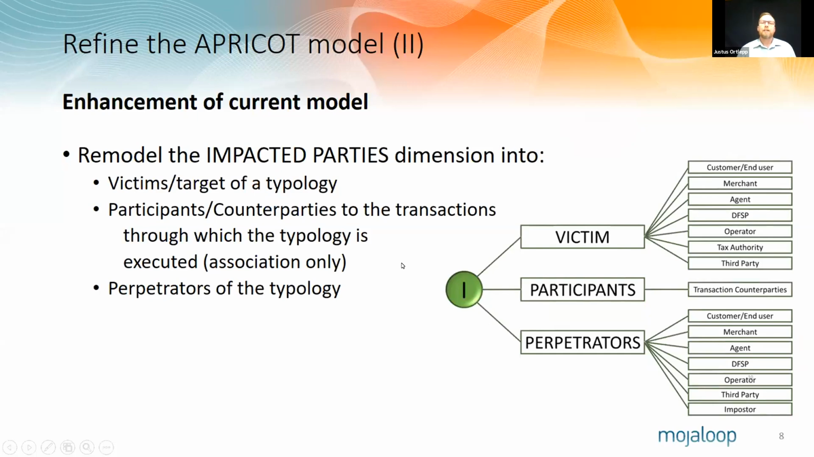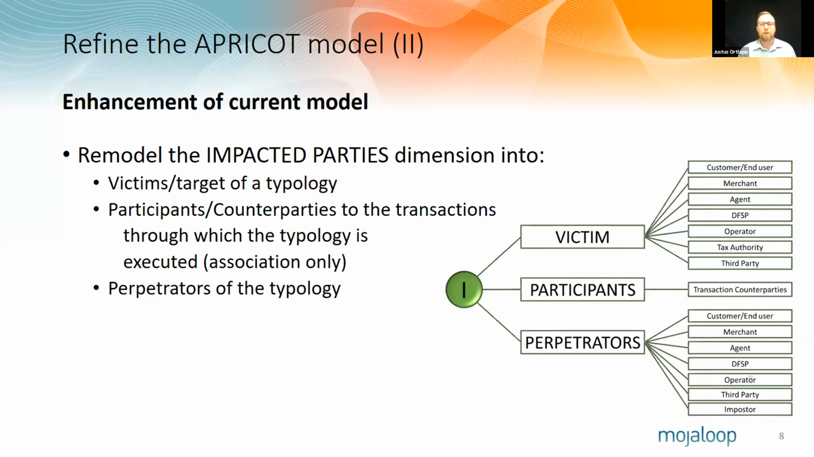We'd also had a look at the impacted parties and the way that we had originally classified those, and we decided to move away from just cataloging whether or not those impacted parties are involved in the process, and break it down into who is the person or entity or organization that is actually being affected by the typology. It could be an end user that is being defrauded. It could be a merchant, an agent, or a tax authority. Very rarely it would be an operator, and sometimes it would be a DFSP. So who is the victim that is involved in the specific typology?